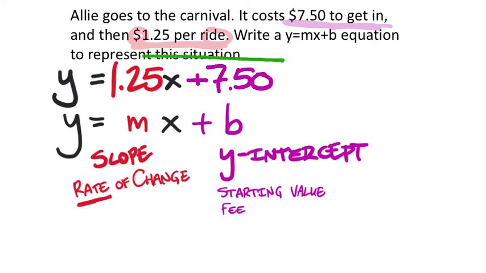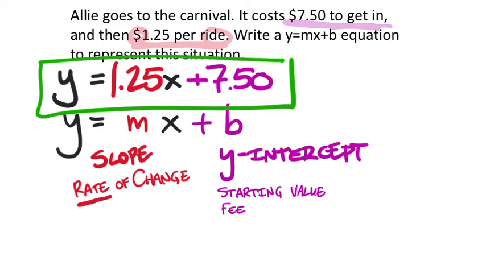Now, this is the equation right here. We just did it. But just so we understand, in this context, and we've already talked about independent and dependent variables, the amount that she pays, that's the y value, that's dollars, will depend on x, that's the independent variable. That's how many rides Allie goes on. If she goes on 0 rides, she'll pay $7.50. If she goes on 1 ride, she'll pay $8.75, and so forth, okay? Y is the cost, X is the number of rides in this particular situation.